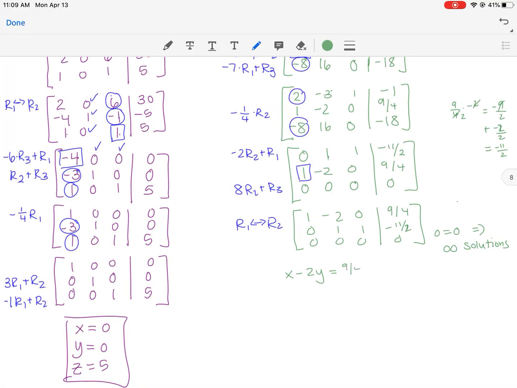It may be enough just to leave it in that format of saying infinite solutions, but if it does ask you to put things in terms of a variable, in this case, our first equation would be x minus 2y equals 9/4. And then we'd have y plus z equals negative 11 halves. So something like this, they probably would ask you to put it in terms of y, maybe? So they'd say, this is x equals 9/4 plus 2y, and y equals negative 11 halves minus z.